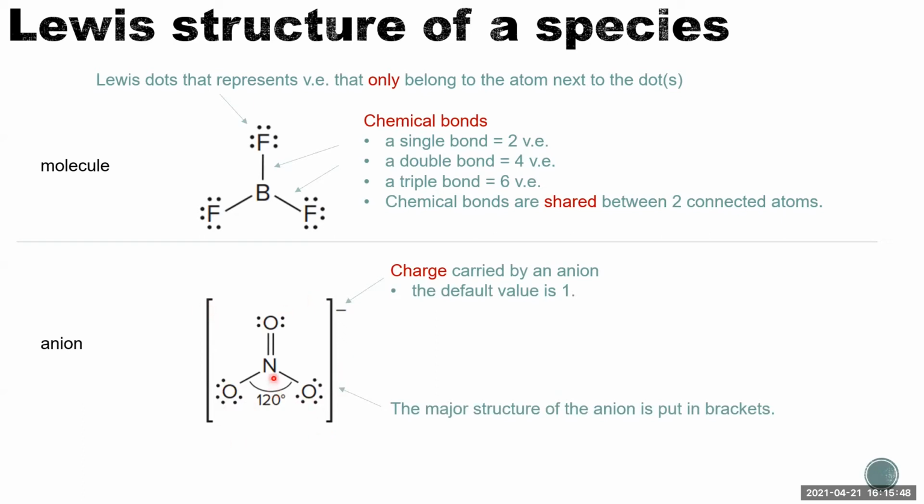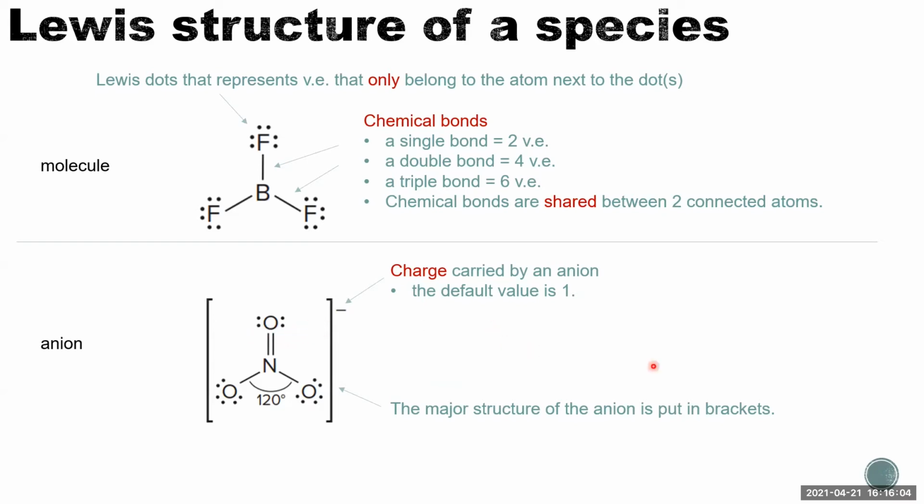As you can see here, nitrogen is in the center. It has a double bond to the top oxygen, and the top oxygen has 4 valence electrons, as 4 Lewis dots in 2 pairs in 2 different directions.